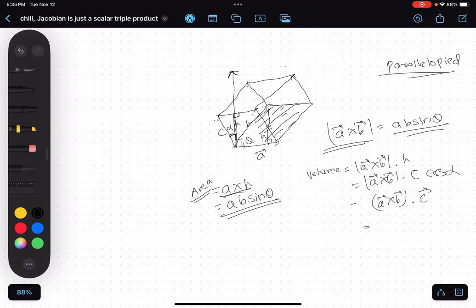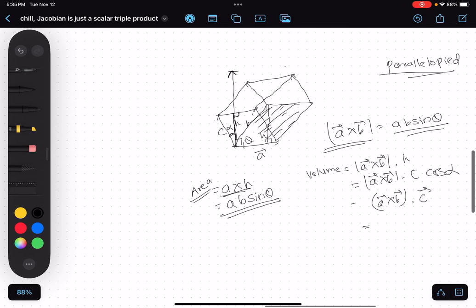And you see that this is actually known as the scalar triple product. Now you see that this scalar triple product is just written like this without any symbols, because a vector cross b vector dot c vector is just equal to a vector dot b vector cross c vector.